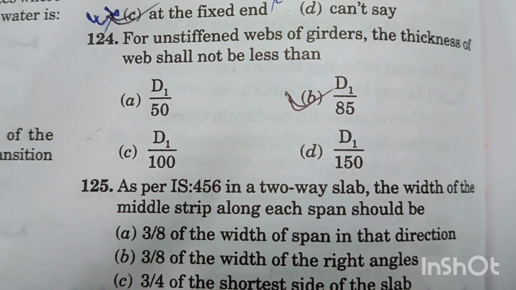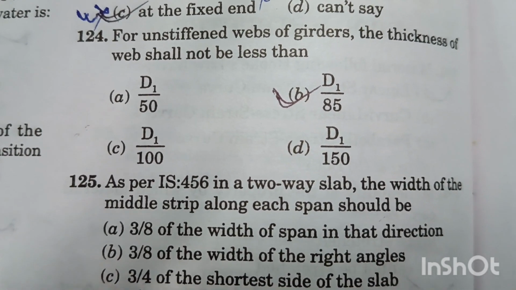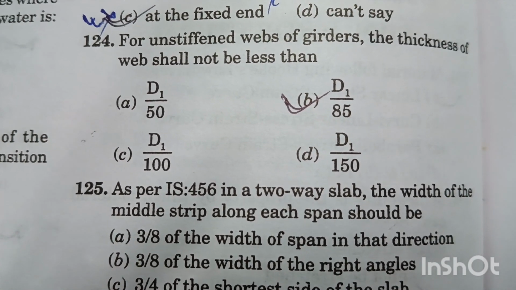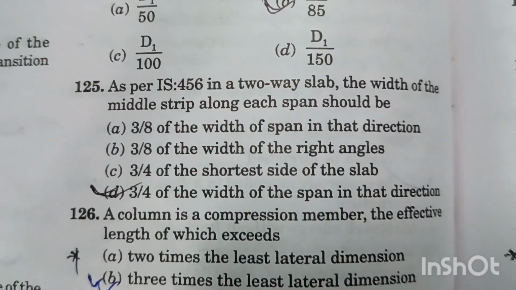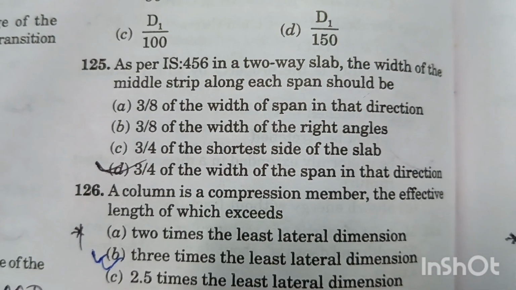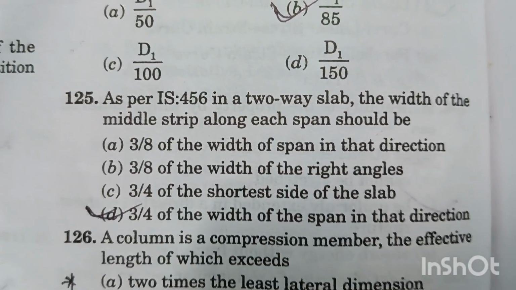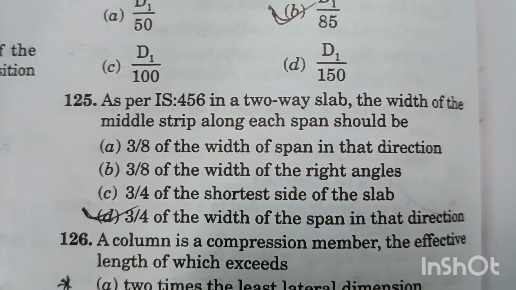Question number 124. For unstiffened webs of girders, the thickness of web shall not be less than D divided by 85. Option B is the right answer, where D is the unsupported depth of web of plate girder. Question number 125. As per IS 456, in a two-way slab, the width of the middle strip along each span should be 3/4 of the width of the span in that direction. Option D is the right answer.